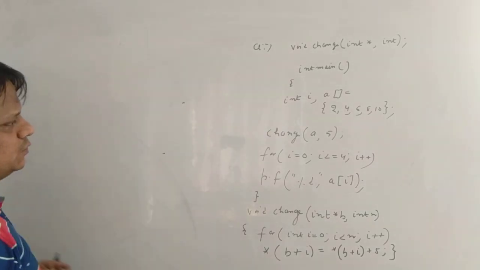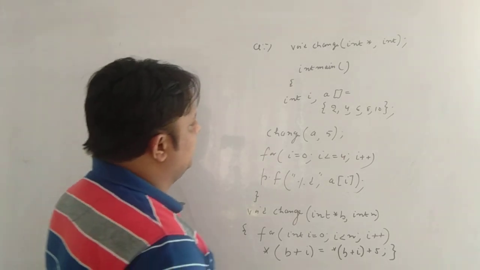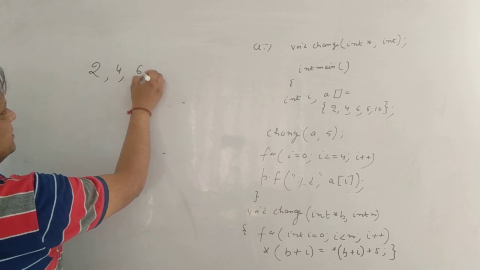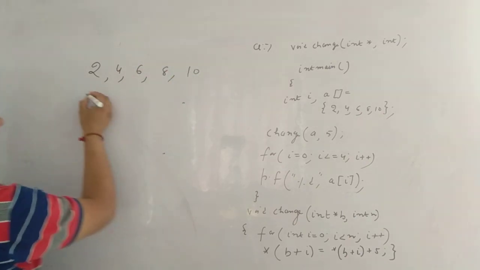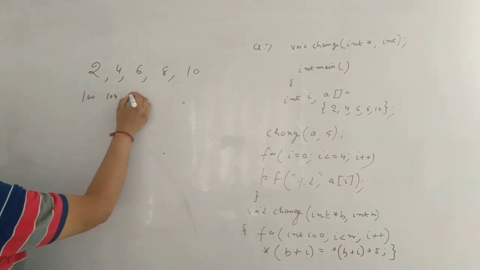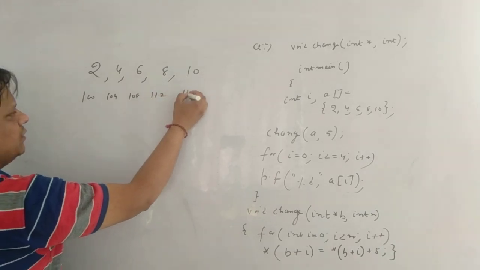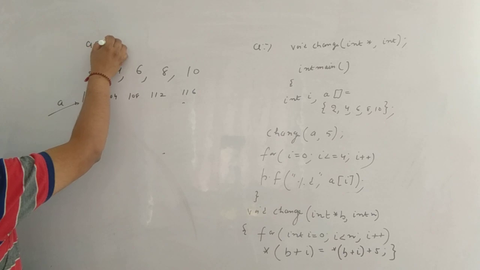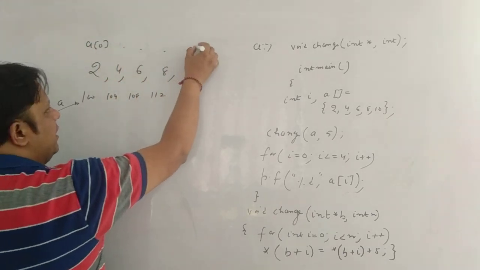Now moving on to the next question. In main you have declared an array having elements 2, 4, 6, 8, 10. Let's suppose the base address is 100. This is 104, 108, 112, and 116. So this is your a. This is your a[0], a[1], a[2], a[3], and a[4].